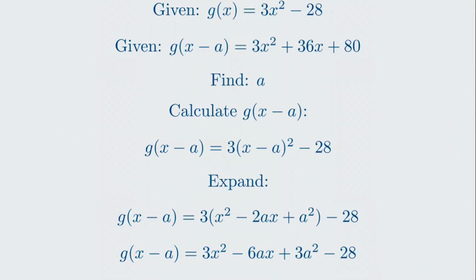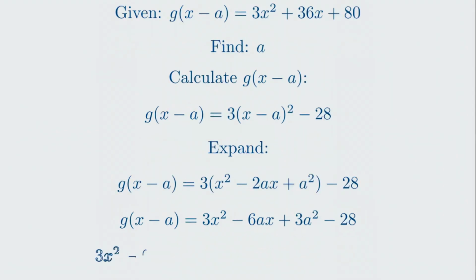Let's set them equal to each other. We have the expanded form on the left and the given form on the right. Both expressions represent the exact same polynomial. For two polynomials to be equal, their coefficients for each power of x must be identical.